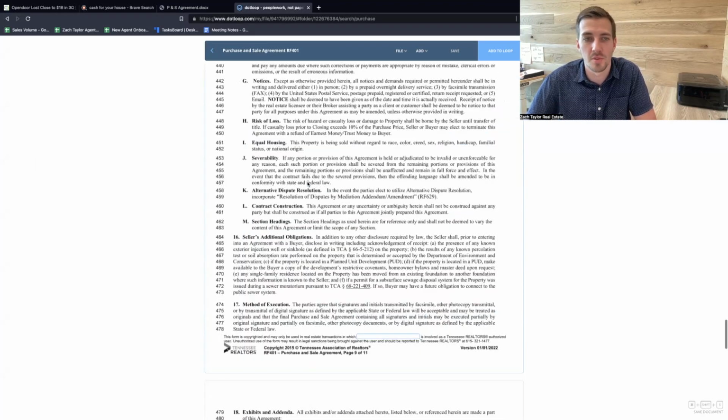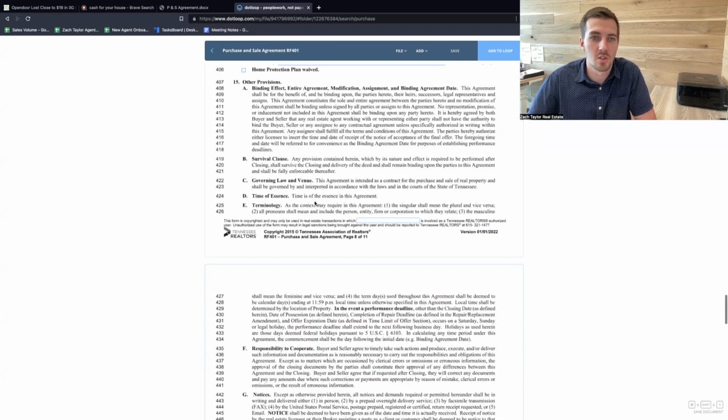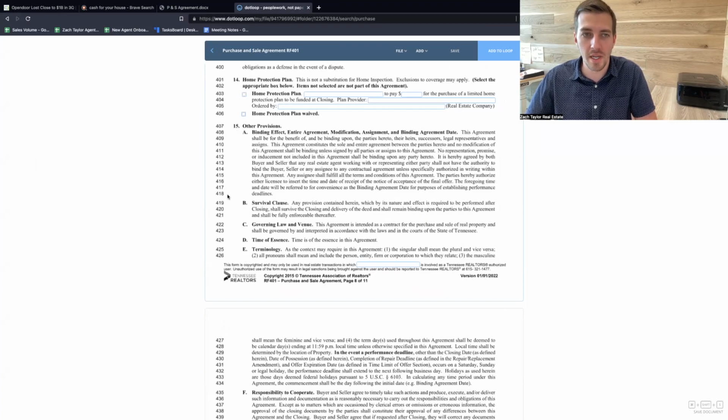The Tennessee Realtor forms mention assignees twice in the contract, right here, lines 408 to 418. Binding effect. This agreement shall be for the benefit of and be binding upon the parties hereto, their heirs, successors, legal representatives, and assigns. And if I skip ahead a little bit, it is hereby agreed by both buyer and seller that any real estate agent working with or representing either party shall not have the authority to bind the buyer, seller, or any assignee to any contractual agreement. So that's where it talks about assignees in this form.